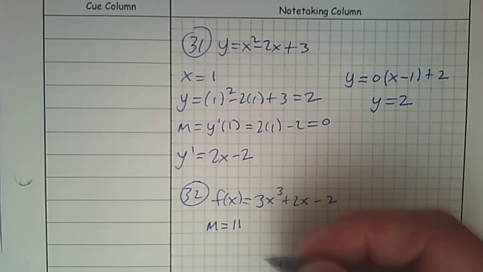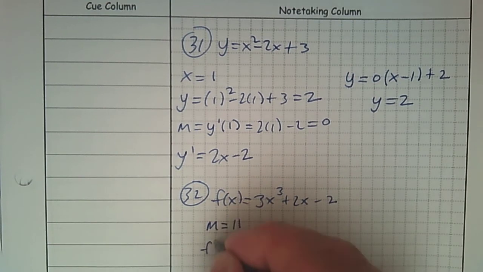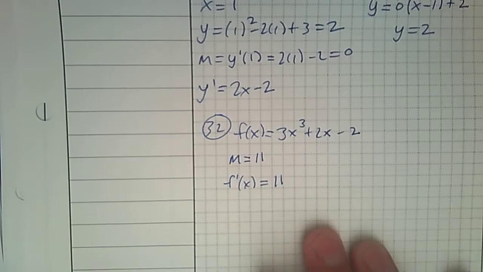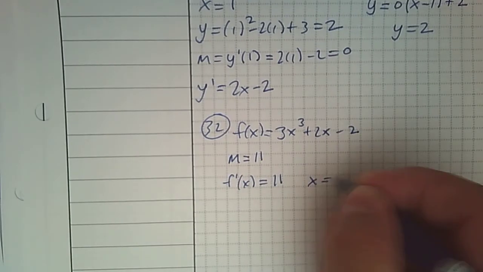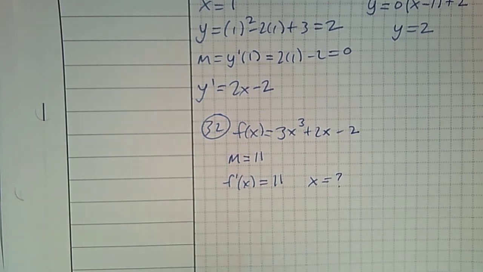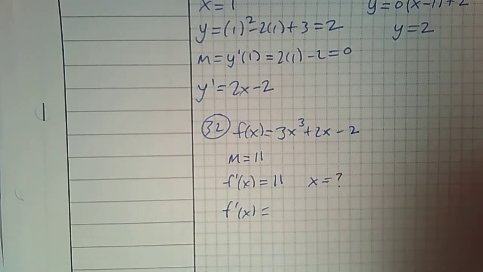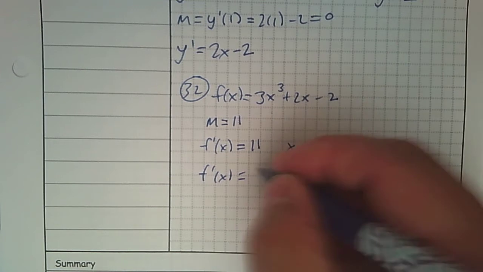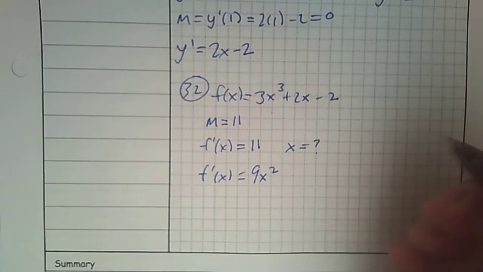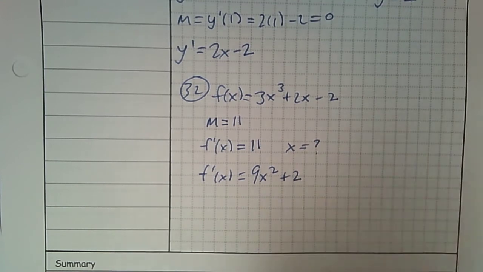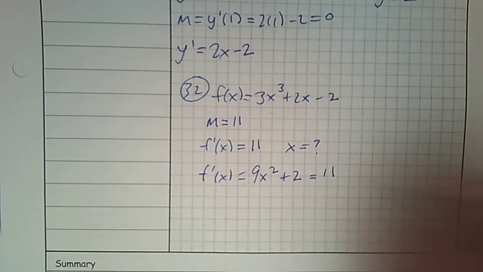So what does that mean? Well, that means the derivative is equal to 11. And I don't know what the x value is. So I want to know what x equals to give me that answer. So step one is take the derivative of what you see. So 3 times 3 is 9. Subtract 1 from the exponent. The derivative of 2x is 2. And then you take that answer and make it equal to 11 and solve it.